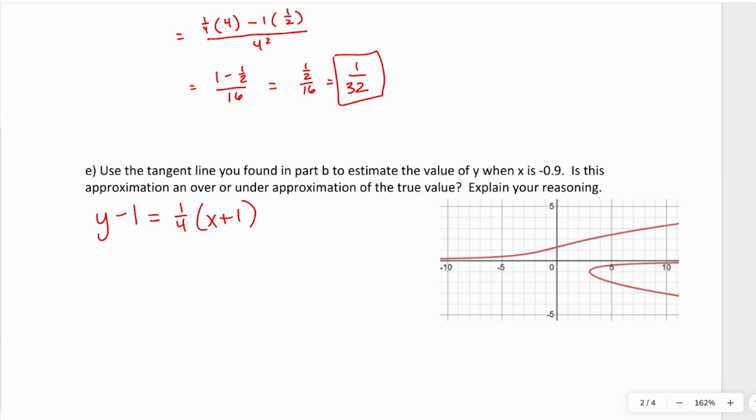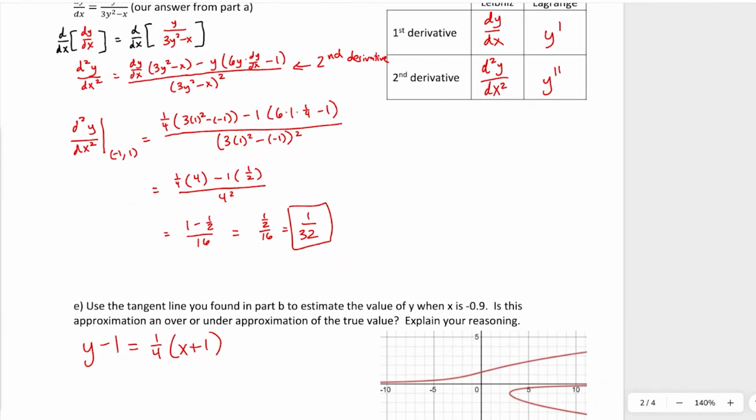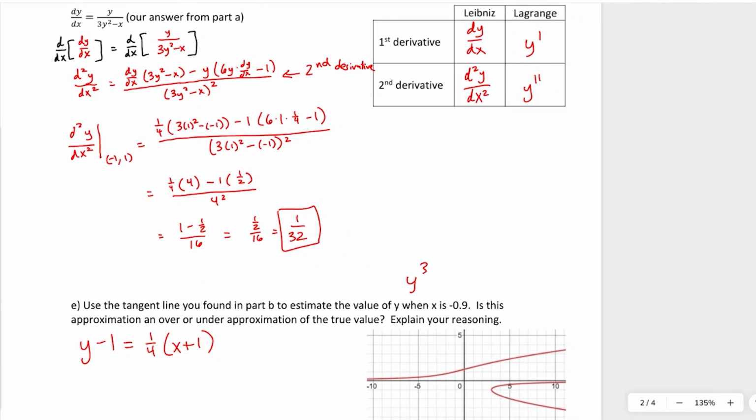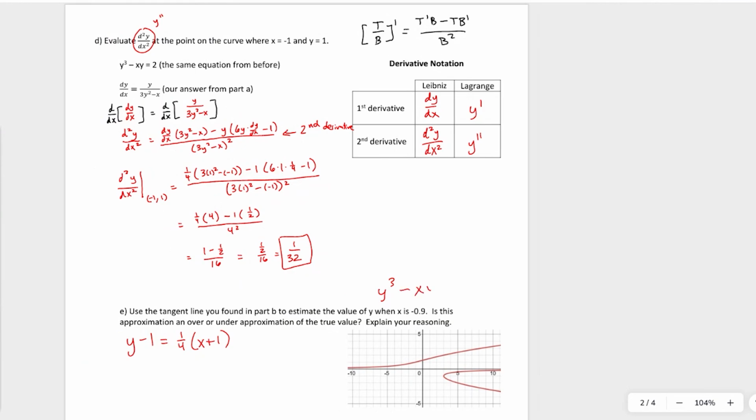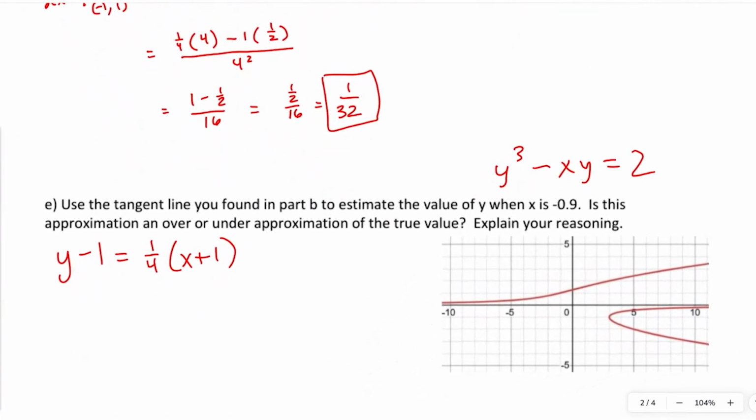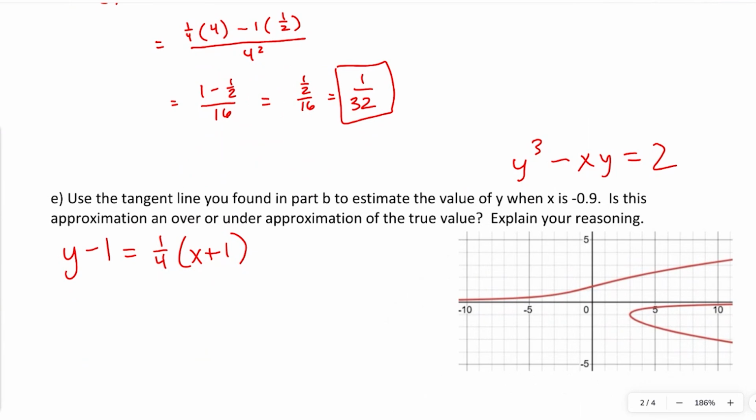Now, you might be wondering, why would you do that? Why wouldn't you just figure out what y is from the original equation? Well, if I go back to that original equation, y cubed minus xy equals 2, imagine plugging in negative 0.9 into x and without a calculator solving for y. Not so easy, okay? This would be a pretty challenging equation to solve. Yeah? Probably beyond the scope of this course.